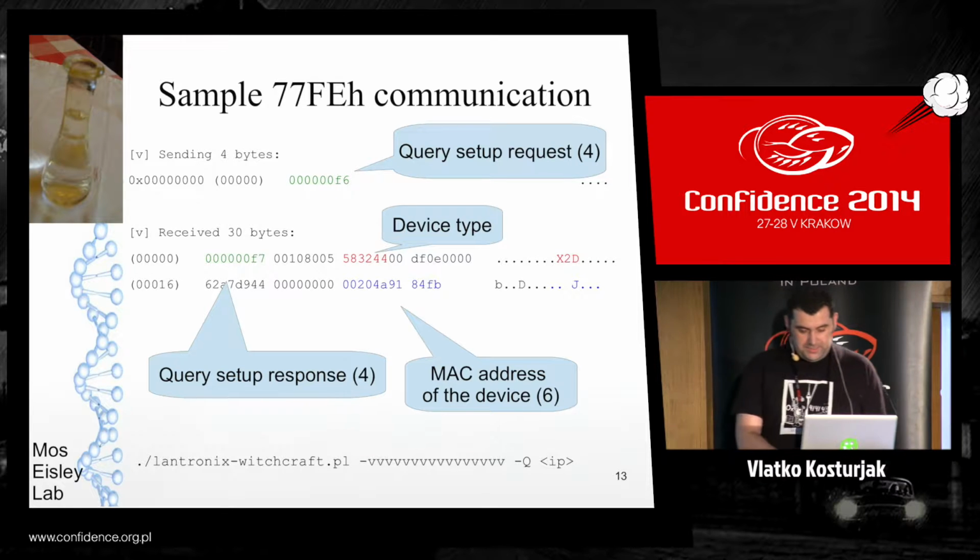So how does it look? Okay, this is a query setup request. You have an answer, which is usually just incremented by 1. And in this case you have the MAC address of the device, and you have the device type.